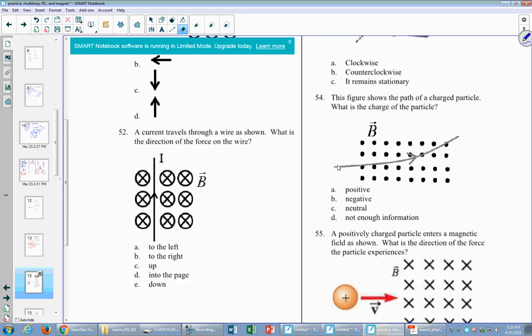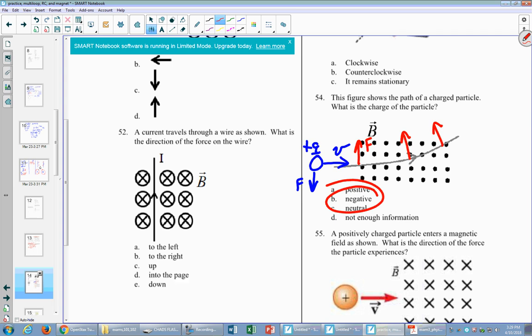So if my velocity vector is initially in this direction, if this were a positive particle, Q or V would be in that direction, the magnetic field is out of the page. If it were a positive particle, it would feel a downward force. But it doesn't experience a downward force. The force actually causes it to move in this direction. And so, since the force is opposite what I would think it would be for a positive particle, that means it must be a negative particle.